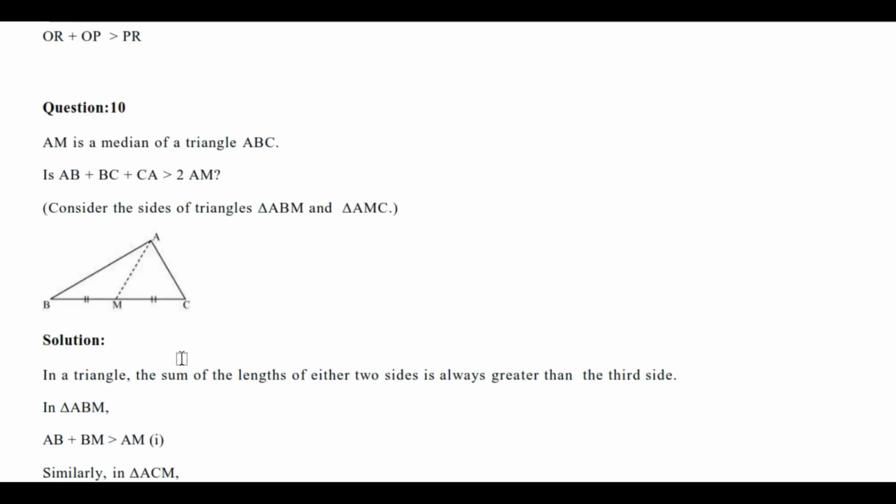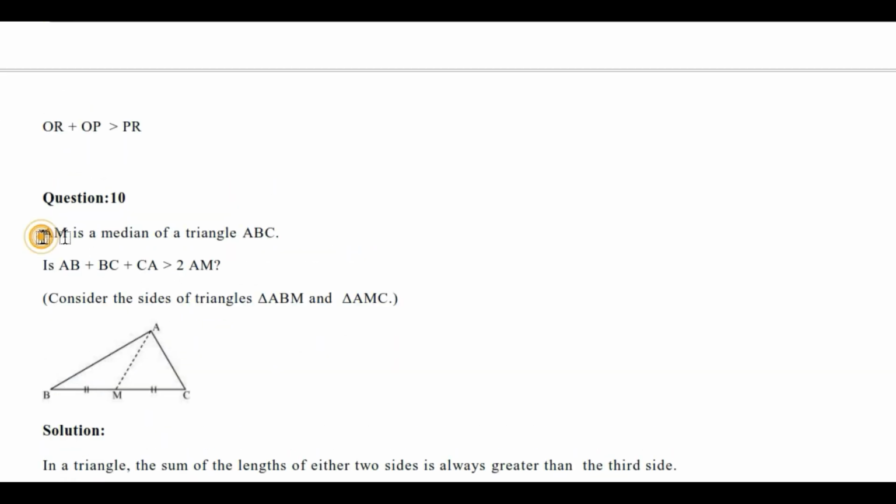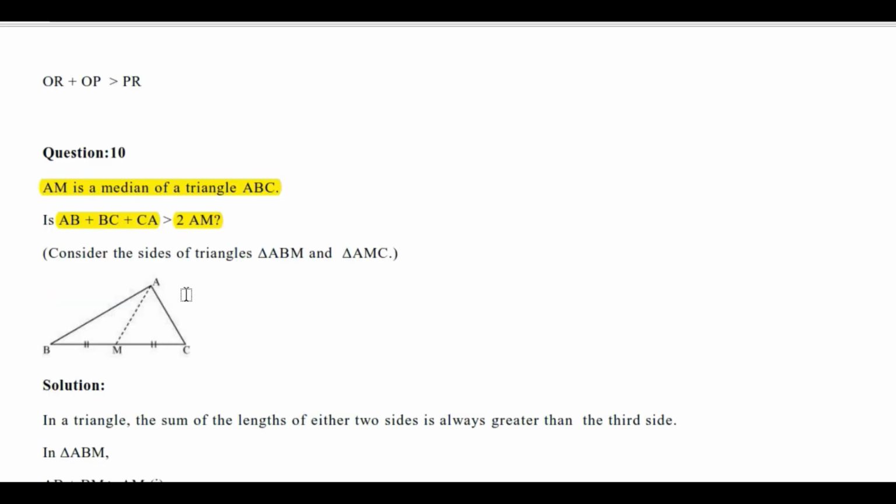Now question number 10. AM is a median of a triangle. Prove that AB plus BC plus CA is greater than 2AM. So here we have the solution. AM is a median of the triangle. So AB plus BC plus CA is greater than 2AM. We have to prove this.